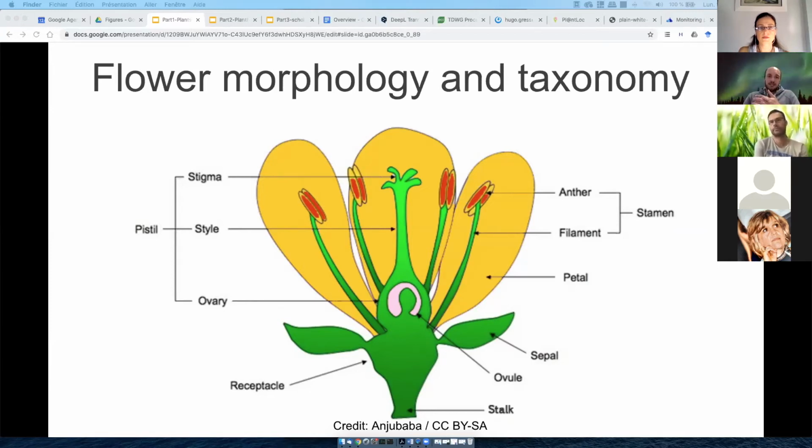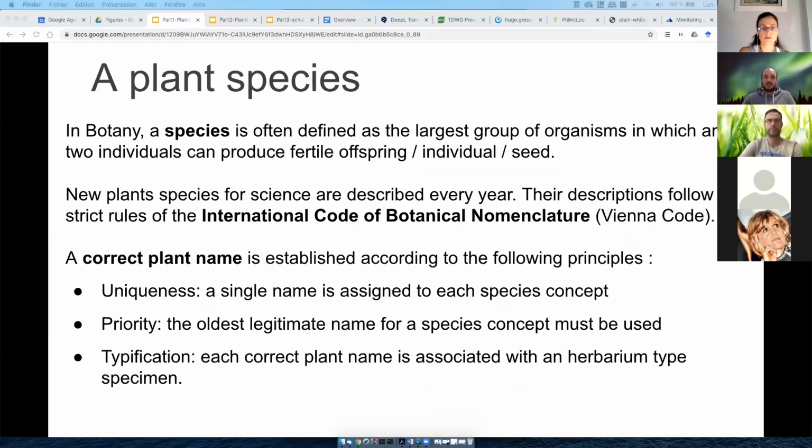This science of naming organisms and placing them in a hierarchical structure is different from systematics, which more studies the relationship between species, genera, and families, and is dedicated to reconstructing what we call the evolutionary history of plant life. So in botany, a species is often defined as the largest group of organisms in which any 2 individuals can produce fertile offspring, individuals or seeds.